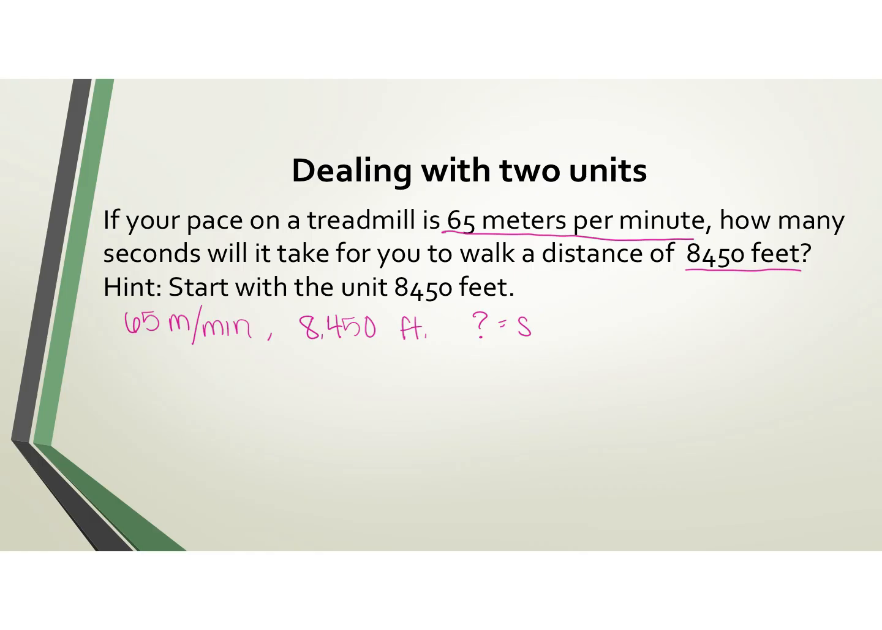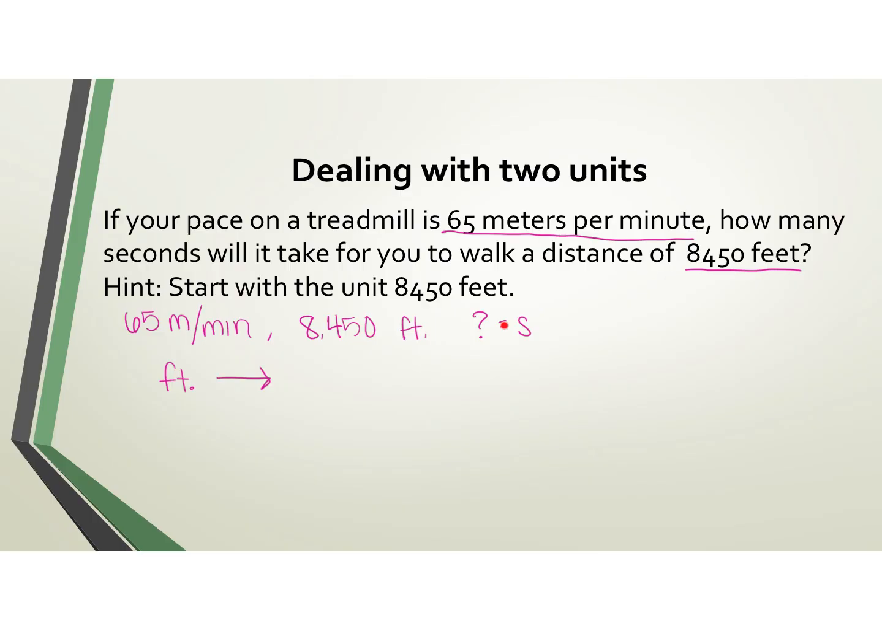And then before we do the dimensional analysis, we're going to make that game plan. This time, you're given two different numbers. Up until this point, you've always been given one number, so that's the one you start with. But now, since you have two different numbers, you have to be able to identify which one is your starting number. Here is how you're going to identify it. 65 has 2 units. It has meters per minute. 8,450 just has 1 unit, feet. You will always start with the number that has 1 unit. So that means we're going to start with feet.